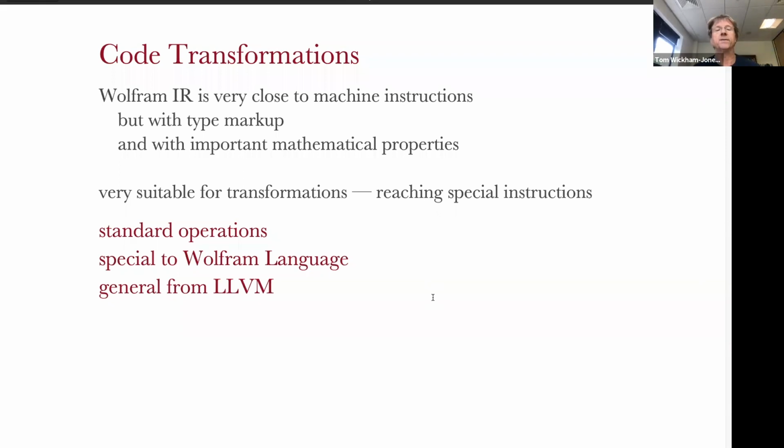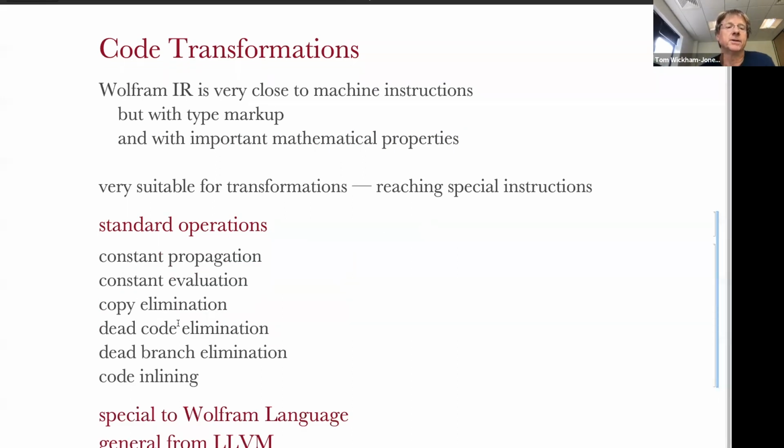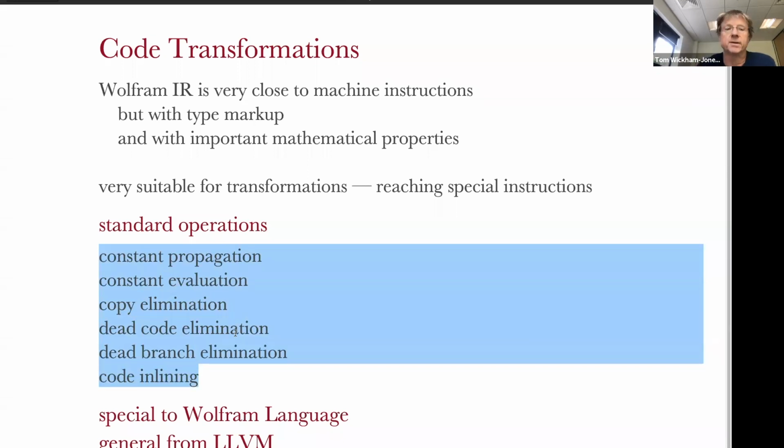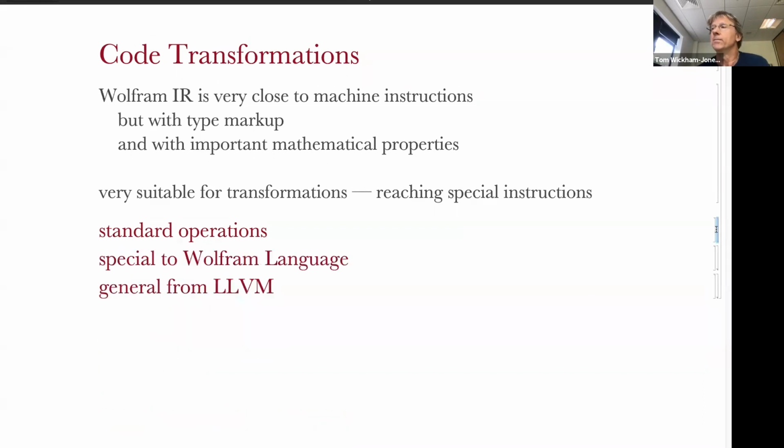The Wolfram intermediate representation is pretty close to the native machine code of the platform, but it has some differences. One difference is it has type markup in it. That's quite useful for figuring out intent and verifying the code. And there's another detail, which is probably too technical to go into at the moment, but it's written in a certain way that has some important mathematical properties that make it very suitable for transformations. In optimization, some of the standard techniques are things like constant propagation, constant evaluation, eliminating copies, eliminating code and branches, and inlining code. A lot of these optimizations get run over and over again, trying to reach optimal code.